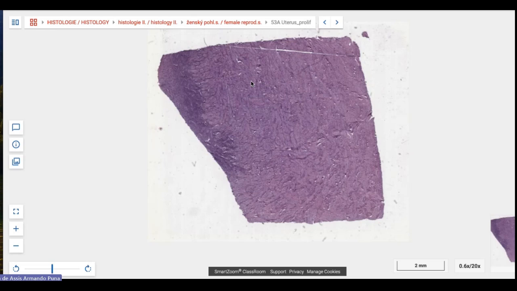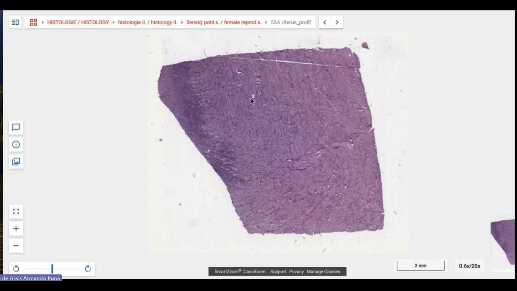It's the egg and part of the uterus. What do I mean by that? The uterus is composed of 3 layers. You have the innermost layer. This is the inside of the uterus. It's called the endometrium.